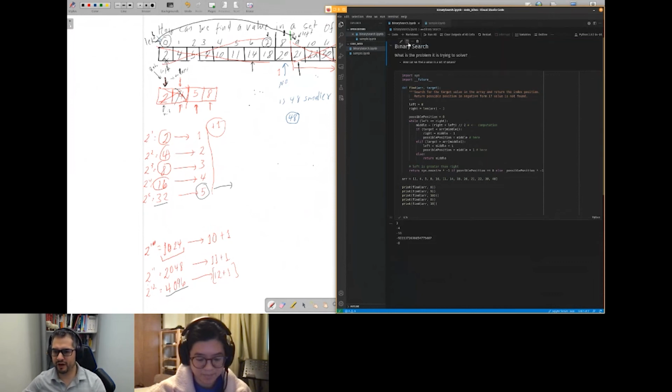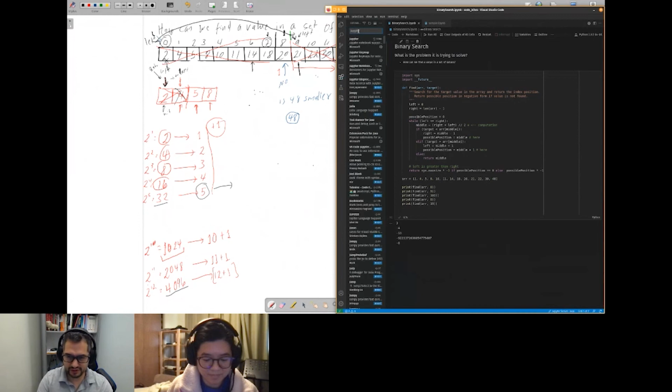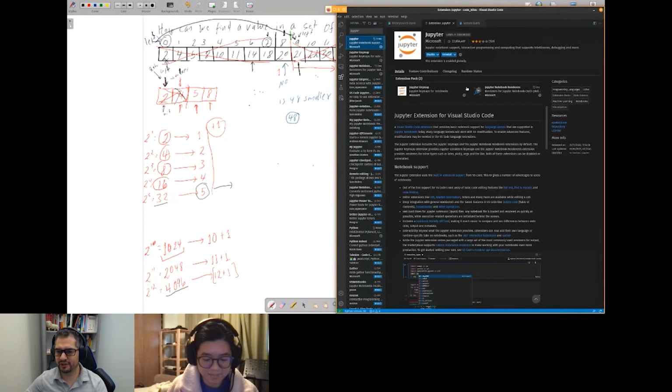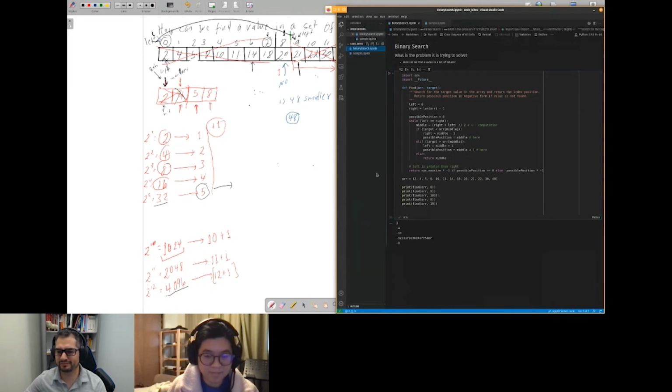So I can write my comments there, and I can write my code, and it runs. And all you need to do is, there is an extension, Jupyter. You can install this extension, and that makes it so if your file has the extension IPYNB, the Jupyter notebook, it just works. It just works, and I love this.